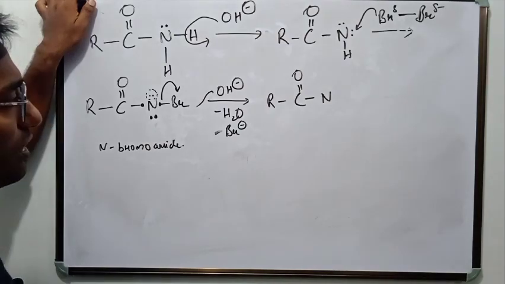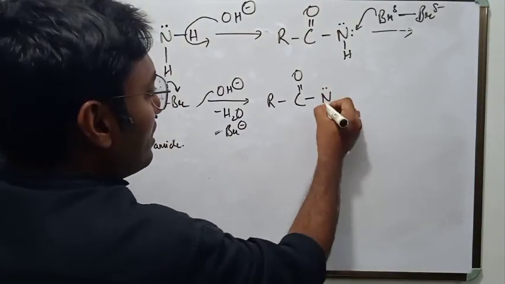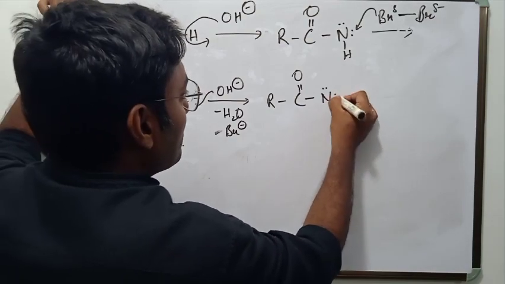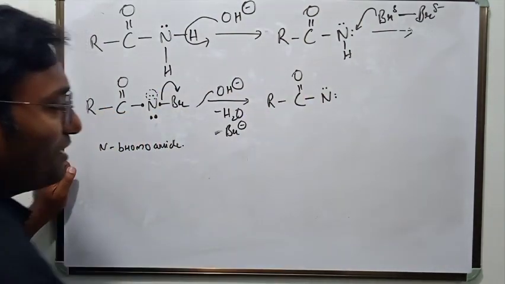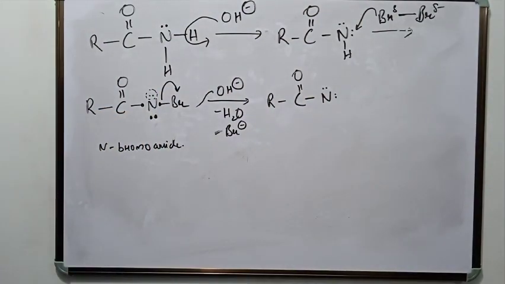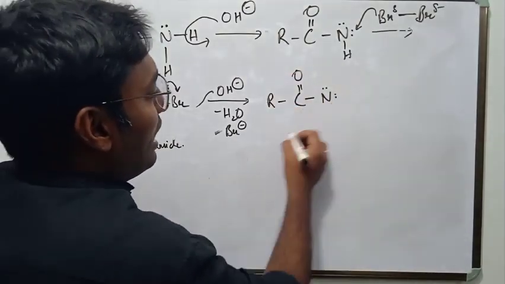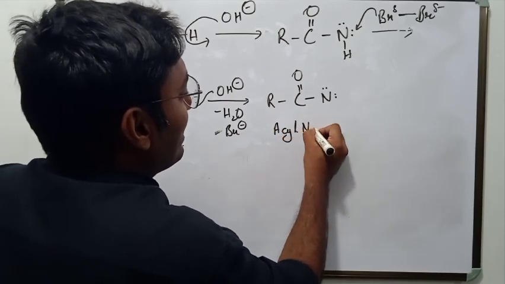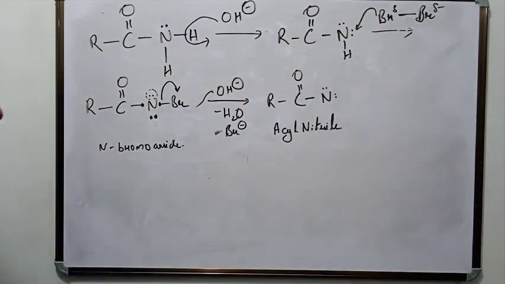So now what you get is a lone pair still here, and there is a bond pair here, right? This bond pair is still here. I have written it here. So this is the scenario that we are in right now. So this is acyl nitrile. So we have now completed the second step.